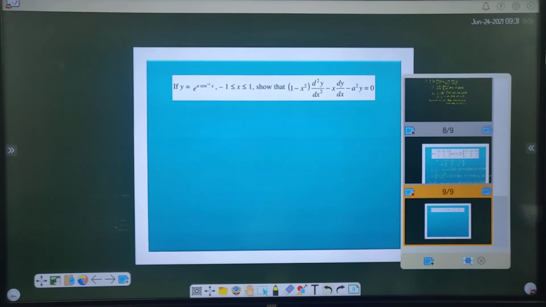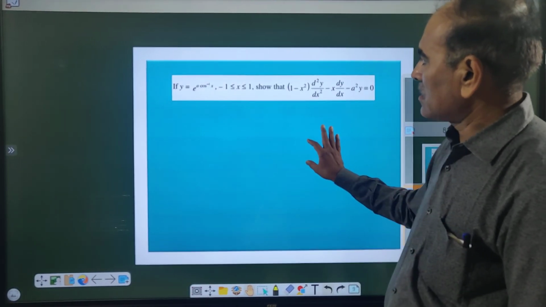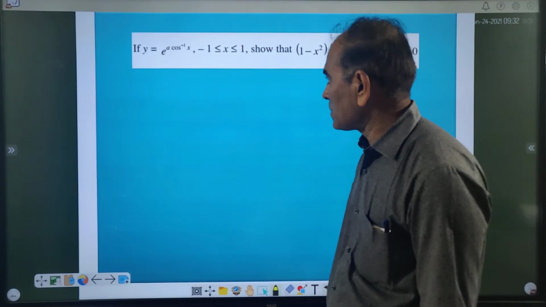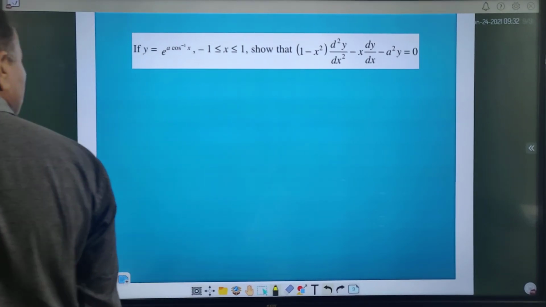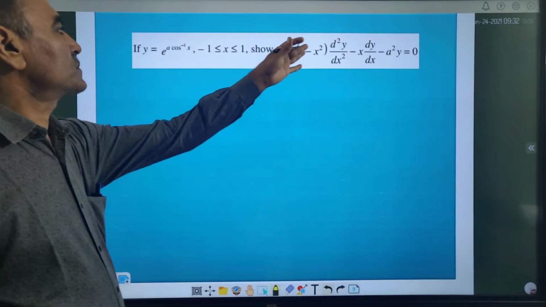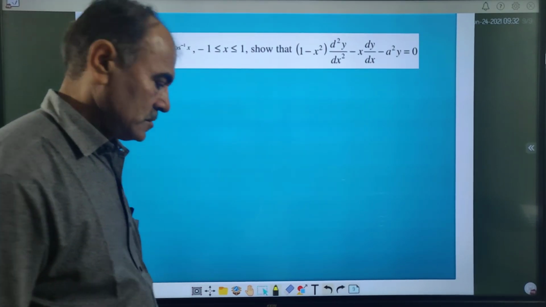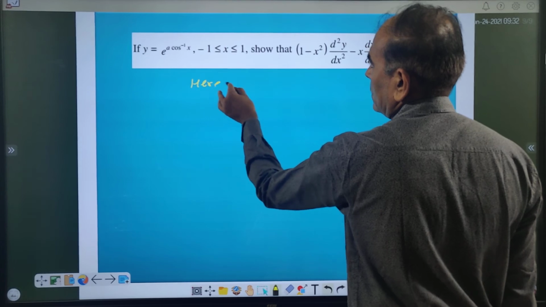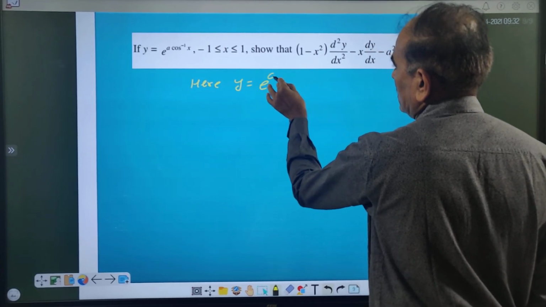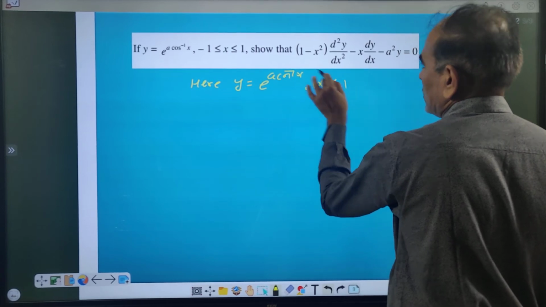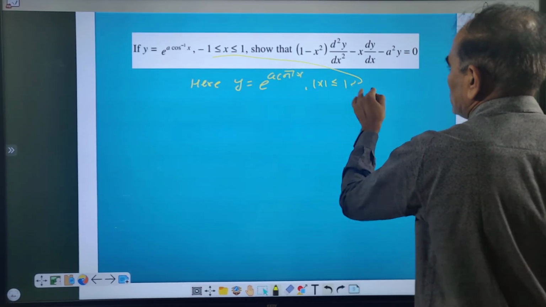See here. What is given? Once again, it is a question in terms of cos inverse, that is, in inverse form. This y is given to us, prove that this thing. So here y is equal to e raised to a cos inverse x, and mod x is less than or equal to 1. You can write this one in this form also.